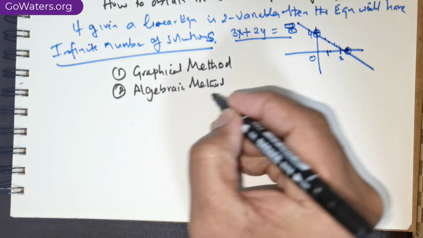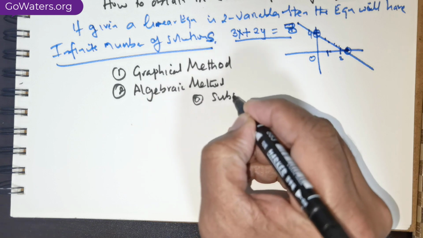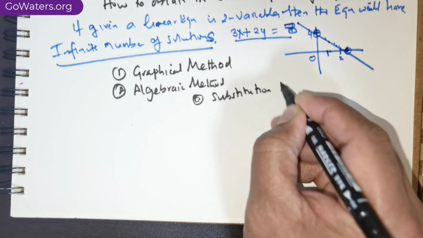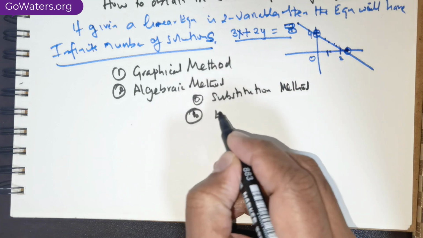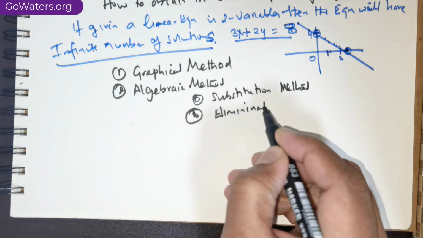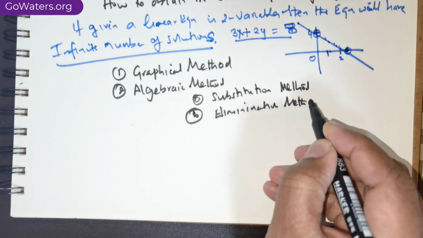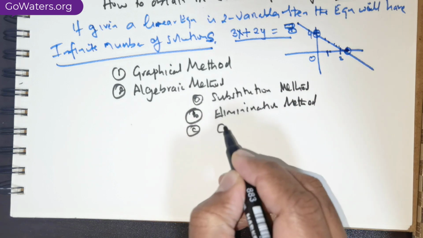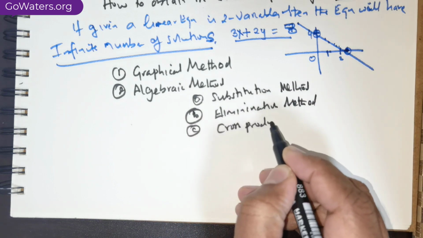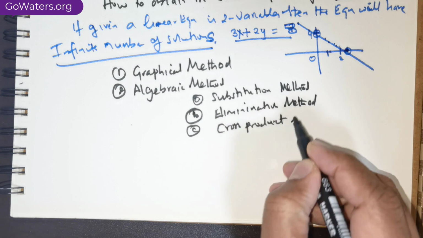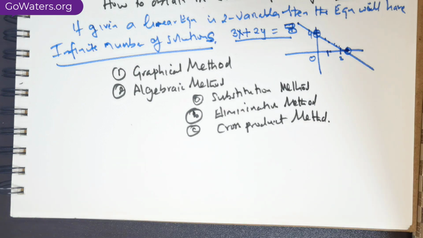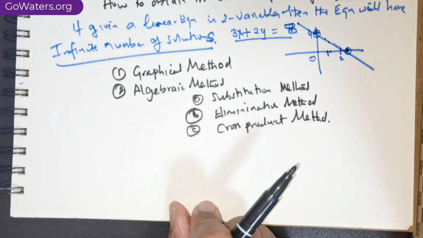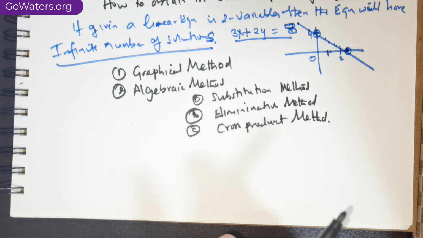Now under algebraic method we have what is called a substitution method, and method B is through elimination, and C is cross product. So these are the possible techniques we can apply in solving the given pair of linear equations.